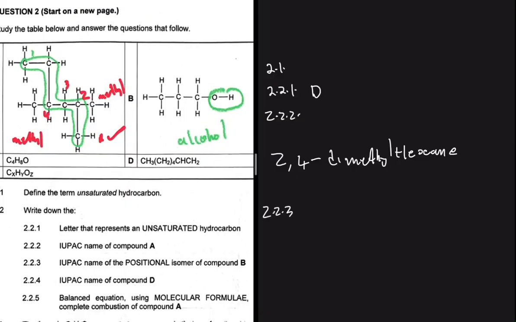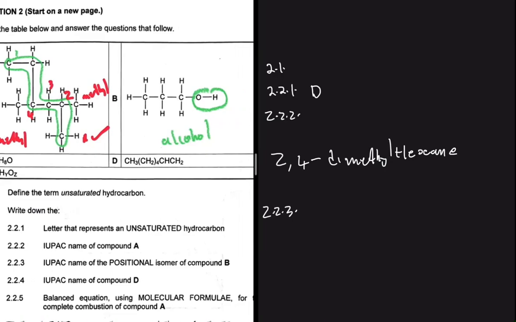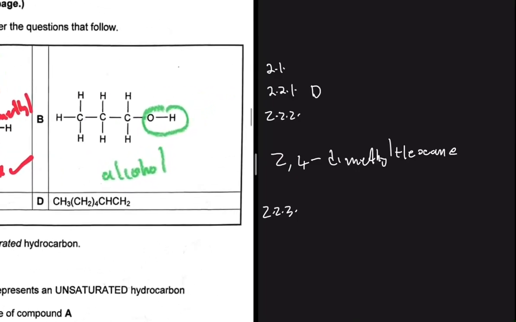So 2.2.3, it says let's write down the IUPAC name of the positional isomer of compound B. So let's go ahead and look at compound B. We've already deduced that it is an alcohol, right? And then we need to find its positional isomer. So again, you need to know what a positional isomer is. Same molecular formula, but different position of the functional group. So all we have to do is take this OH and we put it somewhere else, right?